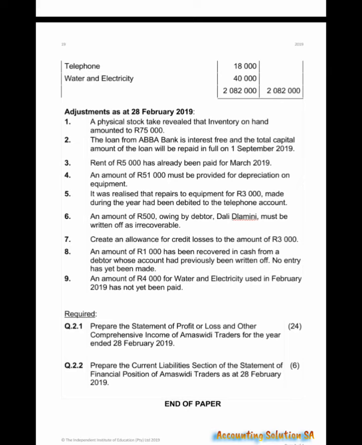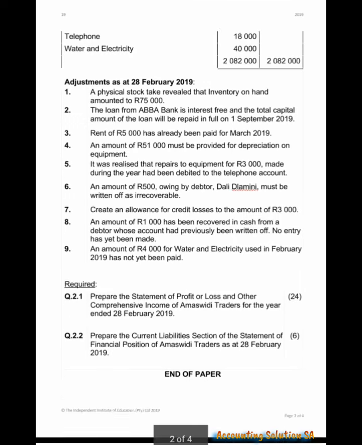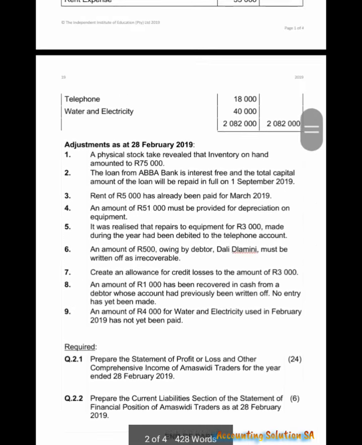Then let's look at the adjustment as at 28 February 2019. Let's just go through the first adjustment that we had. They said a physical stock take revealed that inventory on hand amounted to 75,000. So this is the closing inventory that we are left with at the end of our period. Our period is ending 28 February 2019, which means it started in March 2018, last year. Okay, let's start with our income statement.